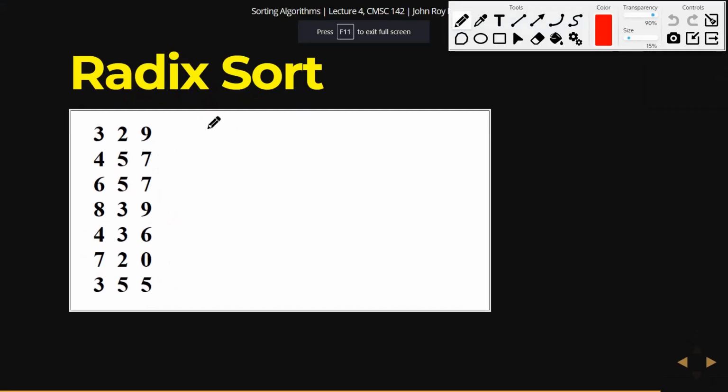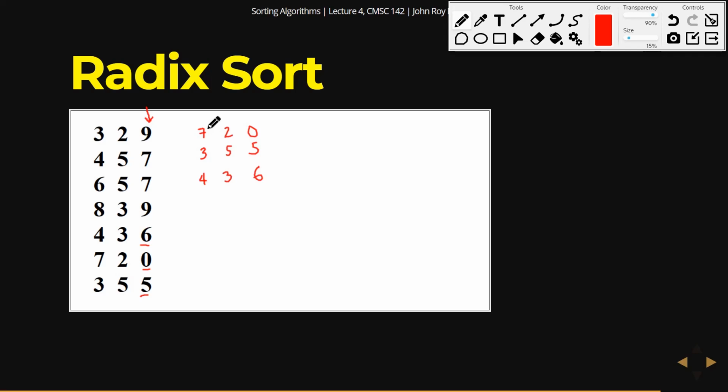Okay, so let's sort through the least significant digit, which is the ones digit. If we use this as the basis, the first one should be 720 because it has 0, right? 720. After that, it should be 5, right? So 355. And then 6. So 4, 3, 6.